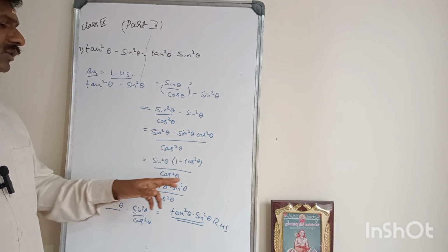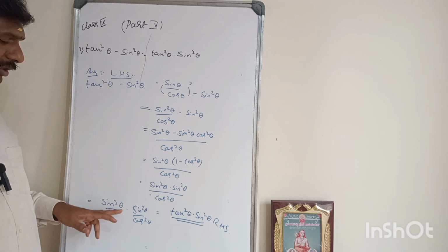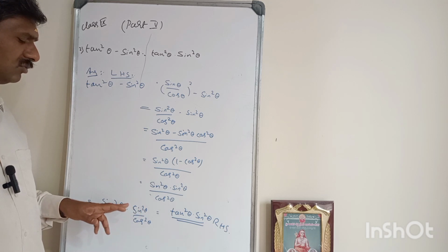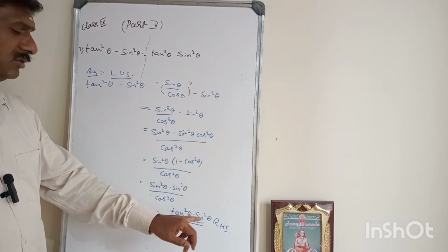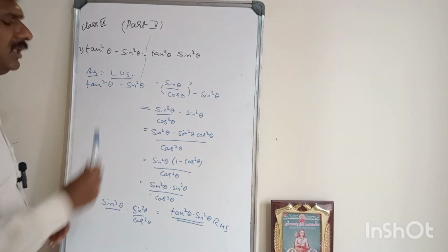Then sin square theta into sin square theta by cos square theta, that is sin square theta into sin square theta by cos square theta, that is equal to tan square theta into sin square theta, that is what we call the RHS. We arrive at the RHS.